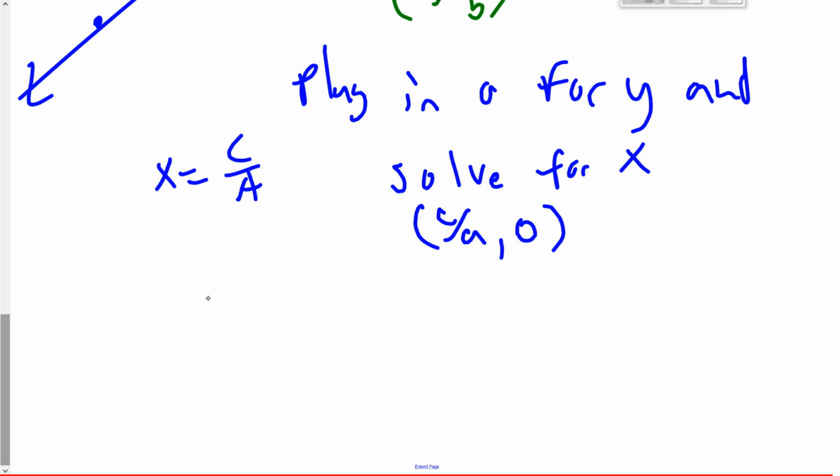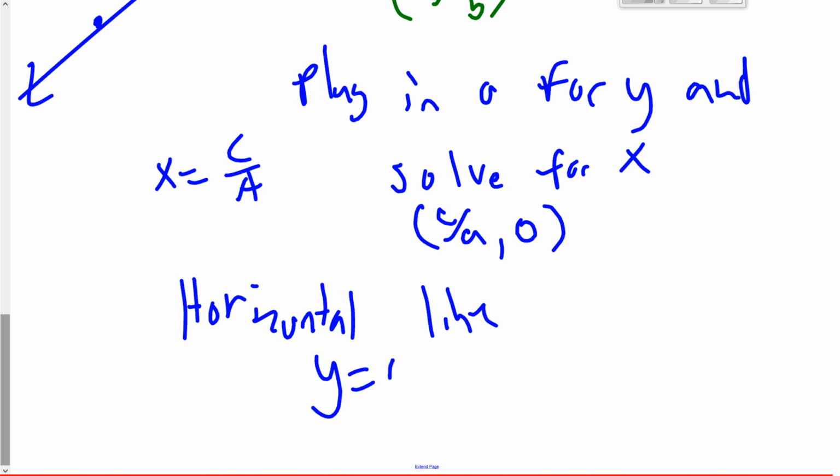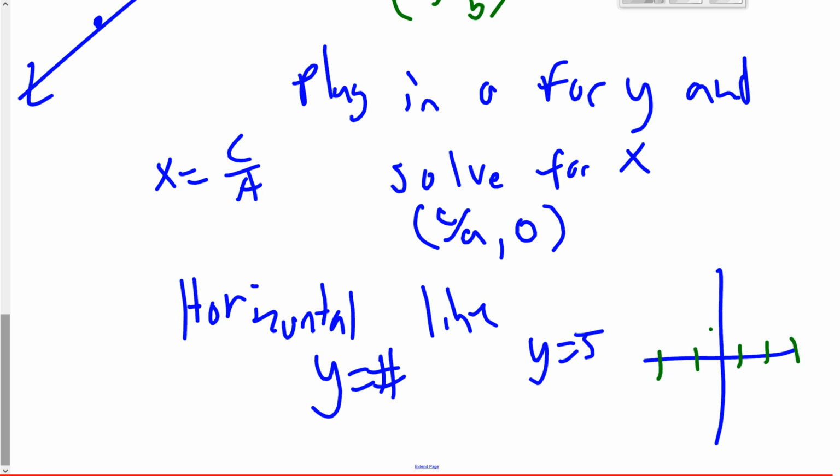We have horizontal lines, and horizontal lines are always y equals. That might not make sense, but they're just y equals some number. You'd think a horizontal line should be x equals, right? But y equals some number, like y equals 5, means that all my values of x will give me a y value of 5. No matter what my x is, my y will be 5. So notice how that makes a horizontal line.